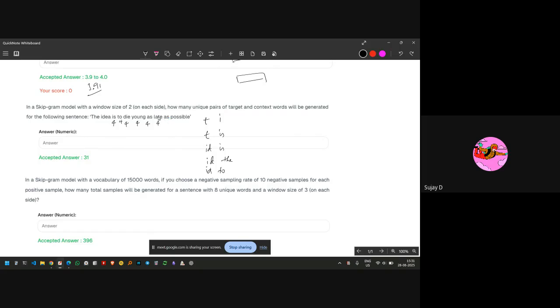How many? 1, 2, 3. This is already there. It's 2. And "late" is also there, no? Yeah, you are right. So it's 1, only 1. Correct, no? Okay, and "possible" 2. Count. We're getting 32.